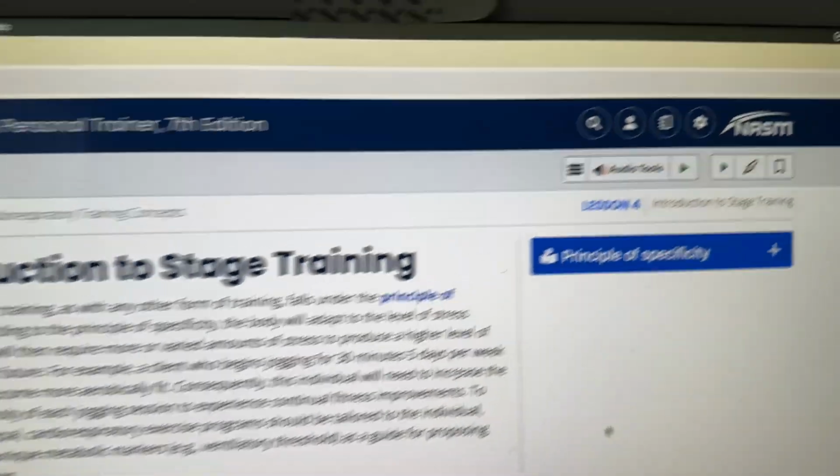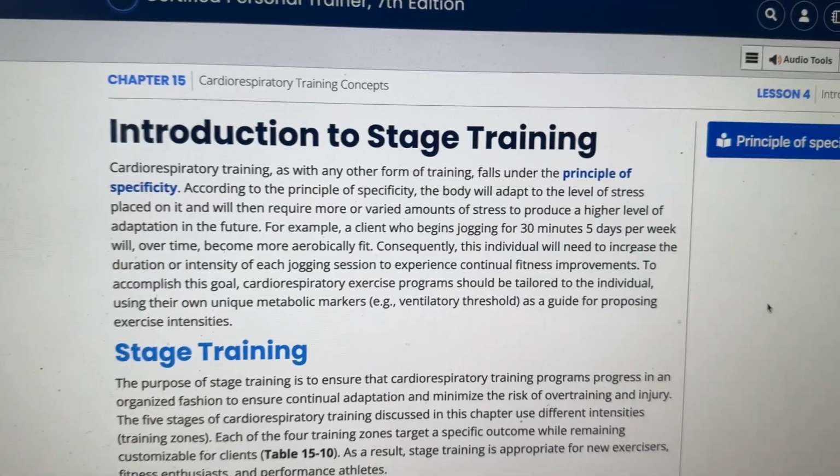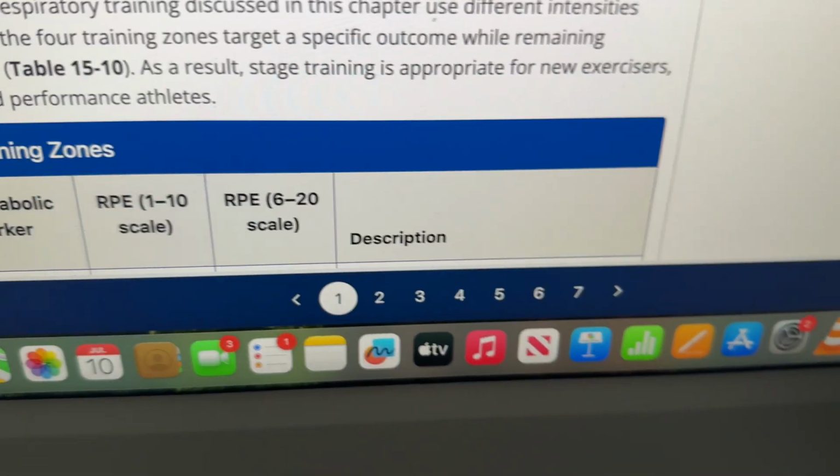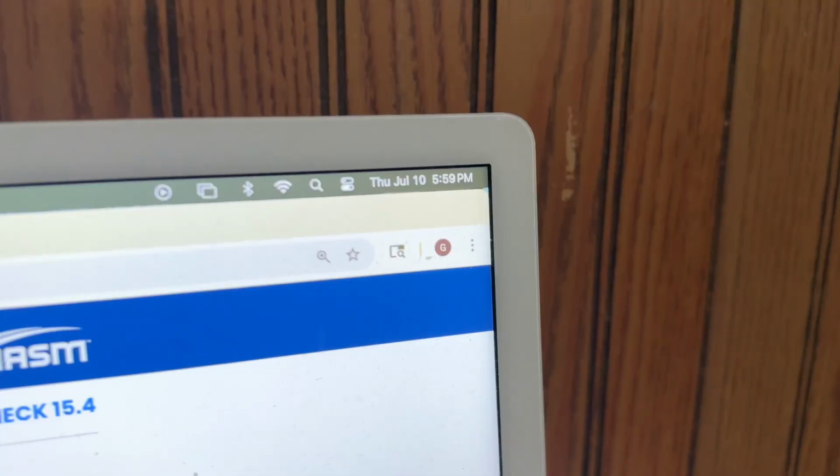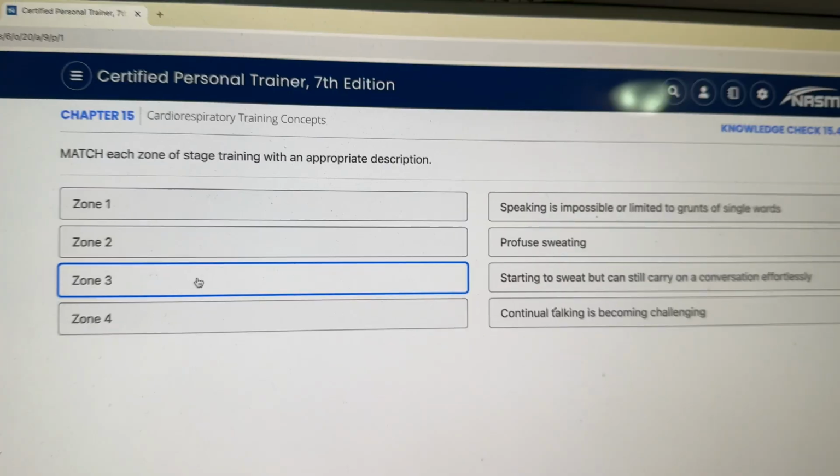Alright, chapter 15, lesson 4, introduction to stage training. It is 5:25. There are only 7 pages. So I'm going to knock this out real quick. I'll see you guys at hopefully 6:30. I'll be back. Alright guys, chapter 15, lesson 4 is done. 6 o'clock, 3 questions. Here we go.